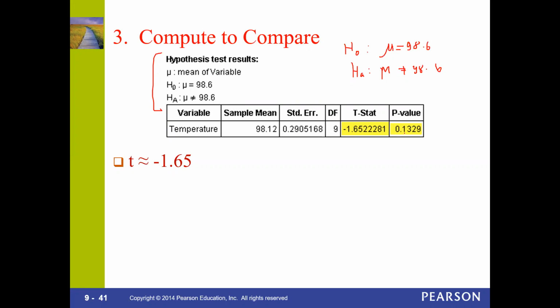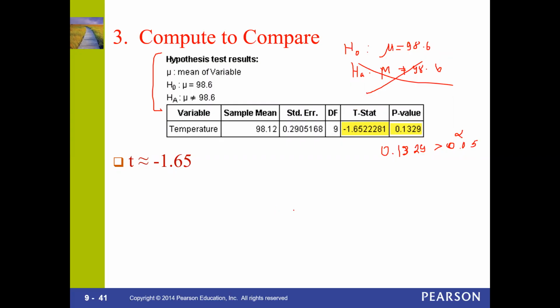So as you can see here, the p-value 0.13 is bigger than alpha. It's bigger than alpha. That means do not reject H0. Okay. Do not reject H0. That means you have to cross out this one.